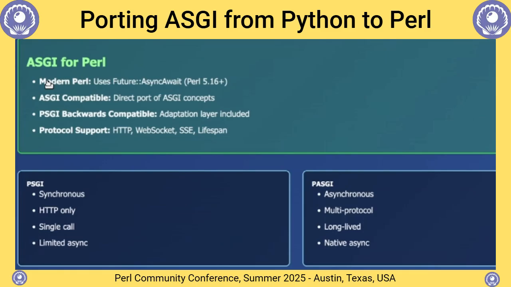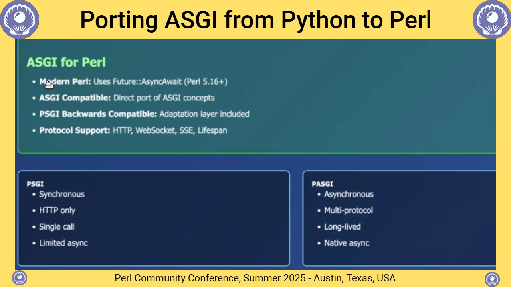All right, so again, the main thing is with PSGI asynchronous, you can only do it for HTTP. It's really just a single call. I wrote here limited async, but it's basically like once you try to do anything that's asynchronous, it's really no longer PSGI. You may as well have built your own server.